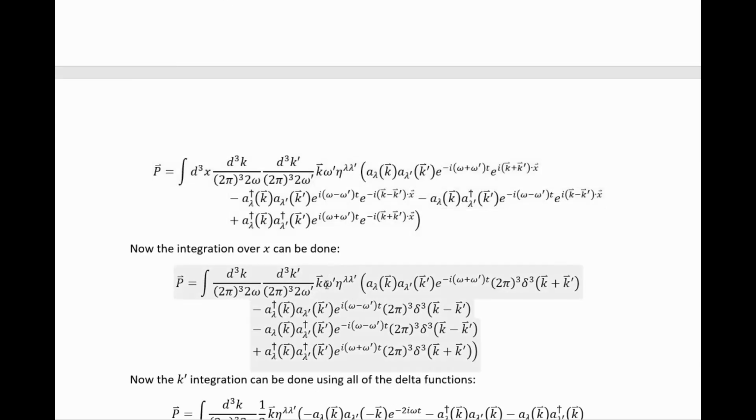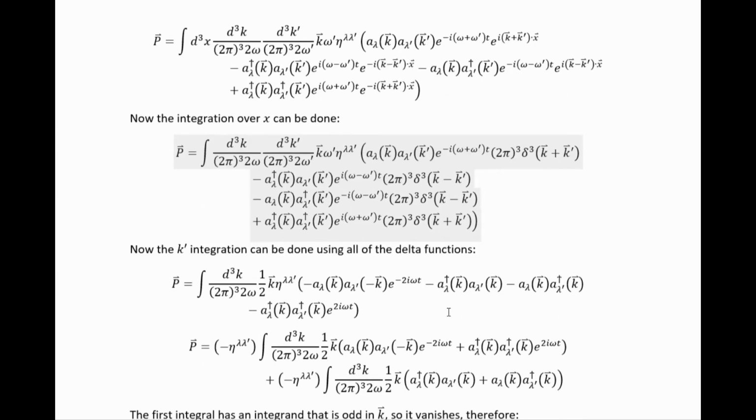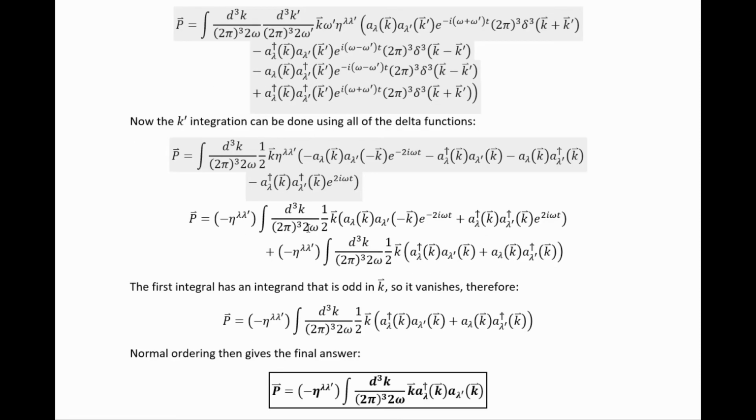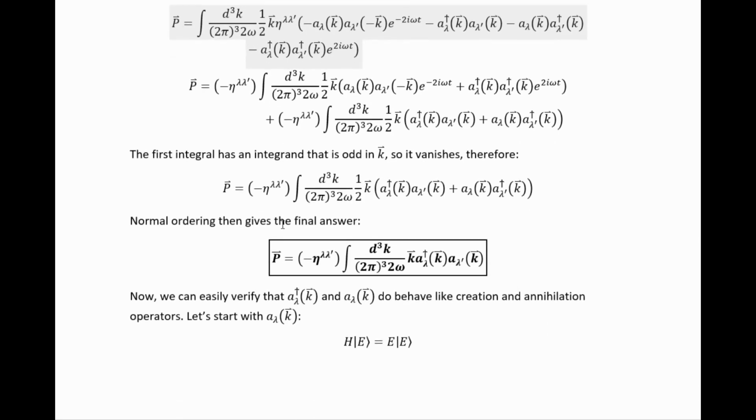From here we can do the x integration, which gives all those delta functions again, and then we can do the k prime integration using those delta functions, which gives us this result. Then we can rewrite it in terms of two integrals strategically, because the first integral here has an integrand that is odd in k, so it vanishes, which leaves us this. The normal ordering ultimately gets us to this result.